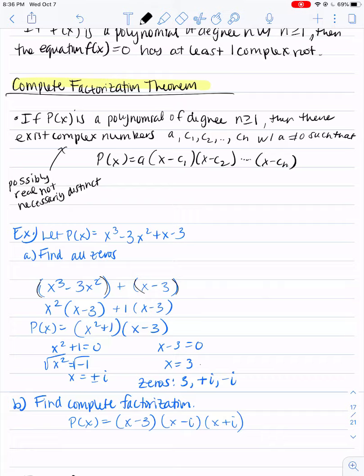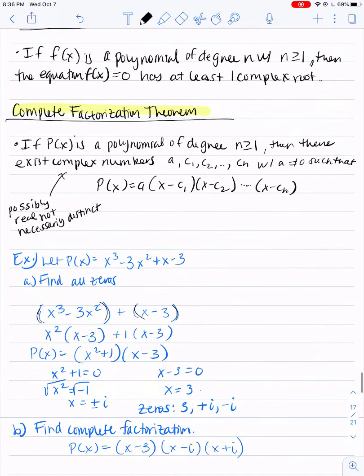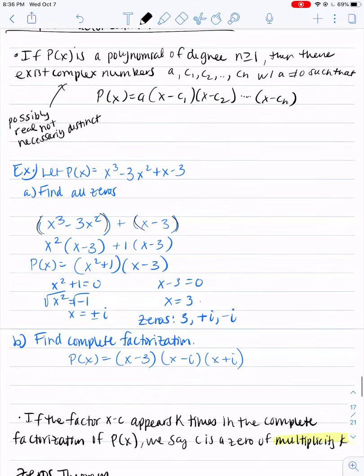For the other factor, we have x squared equals minus 1. When I take the square root, from our previous chapter on complex numbers, we know the square root of minus 1 is i. So x equals plus or minus i. Our zeros are 3, plus i, and minus i. So in this example, we have two complex roots.